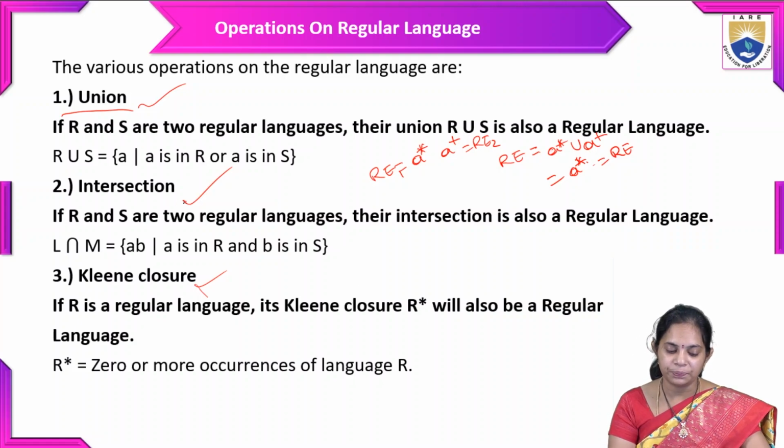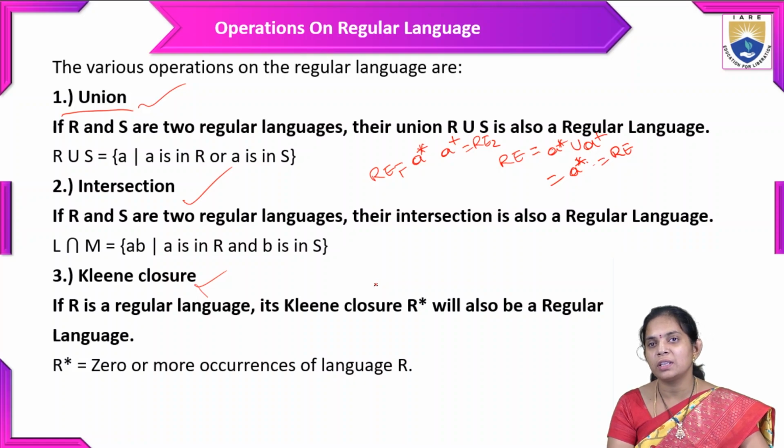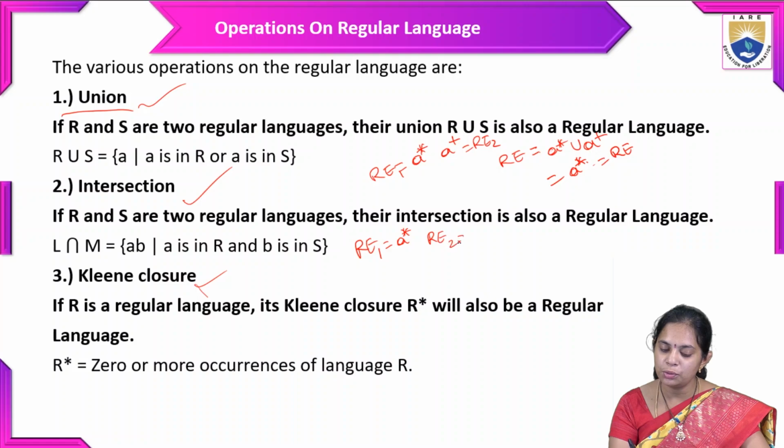And intersection. Intersection is nothing but we need to take out the common things. So for the same example, we will take regular expression 1, that is a star, and regular expression 2, that is a plus. If you intersect these two, that is the intersection of RE1 and RE2, we will get the regular expression that is nothing but a plus. We will get a plus only. Whatever the common thing is, only a plus.